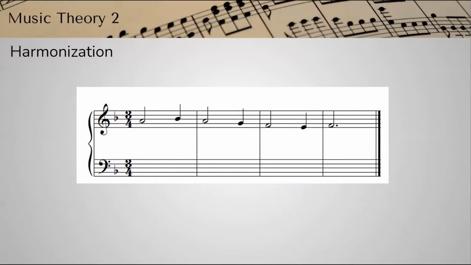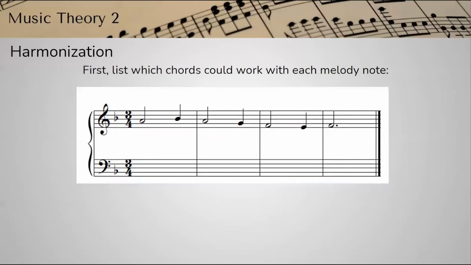The examples that we'll be working on will look like this. They'll be short four measure phrases with very simple rhythms. And then we'll give a chord to every single note that is in the melody. All right, so the first thing to do is simply list which chords could work with each melody note.